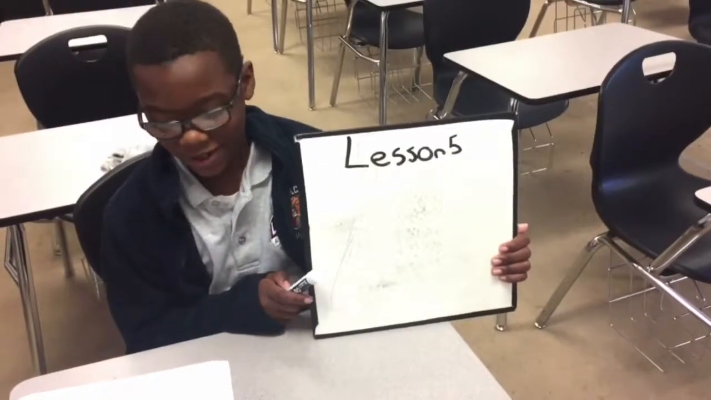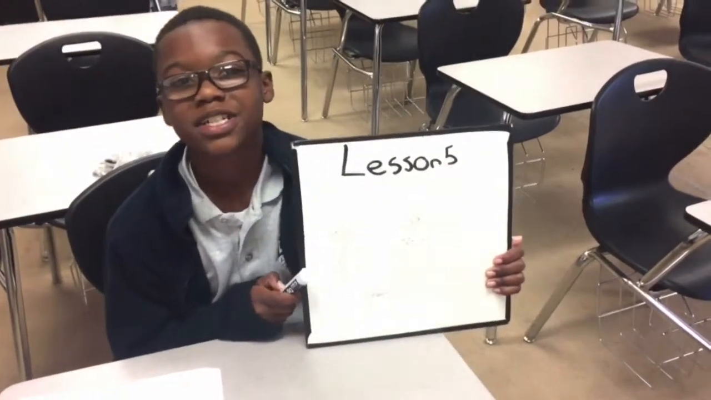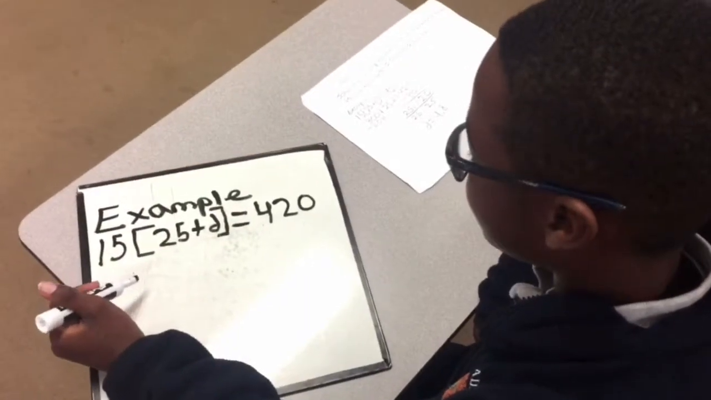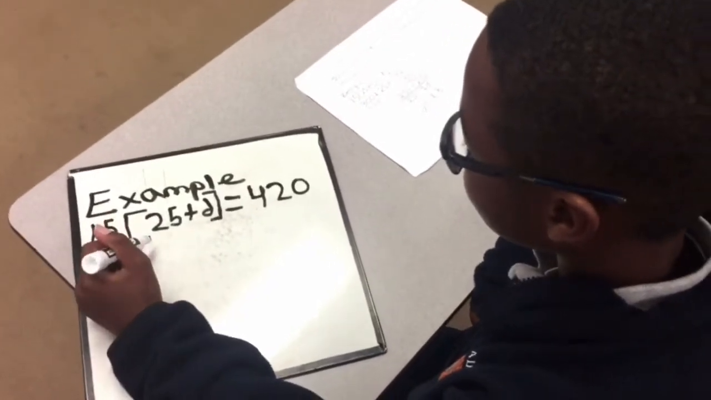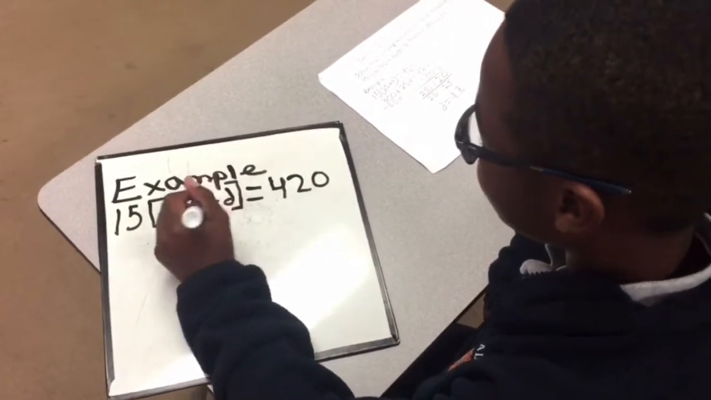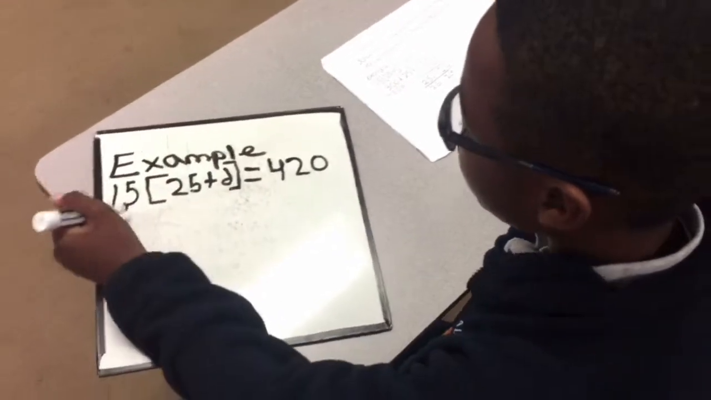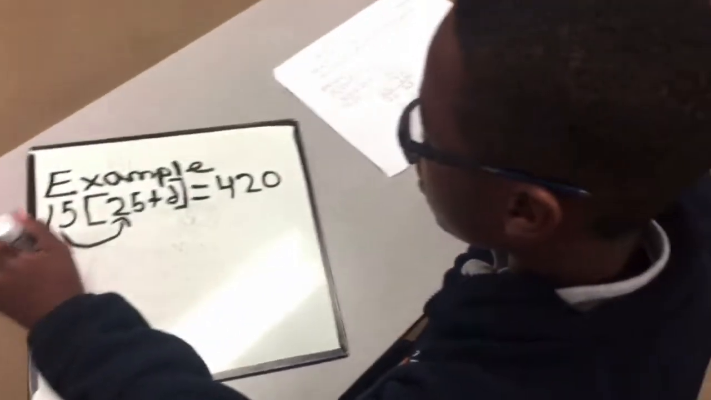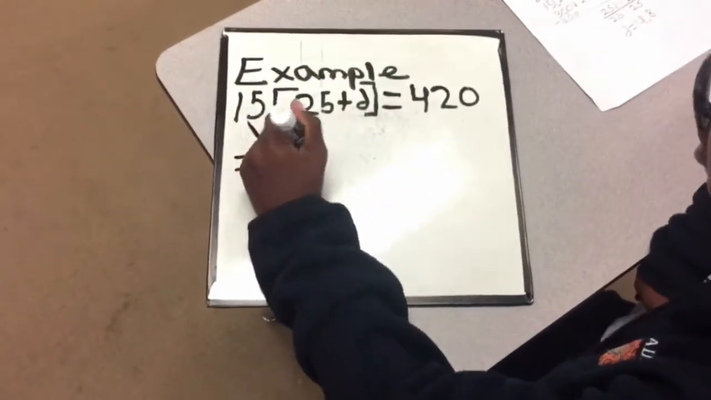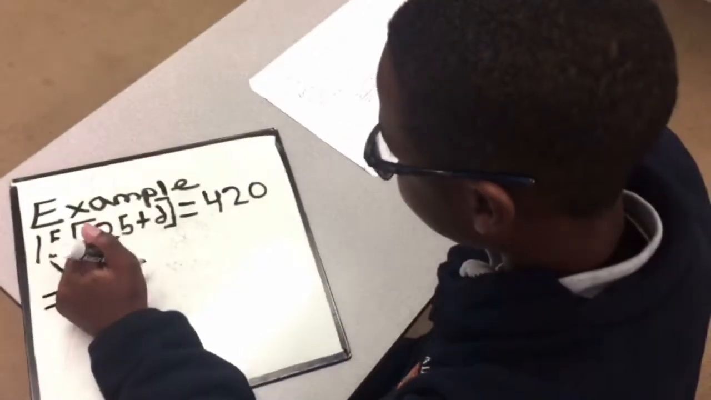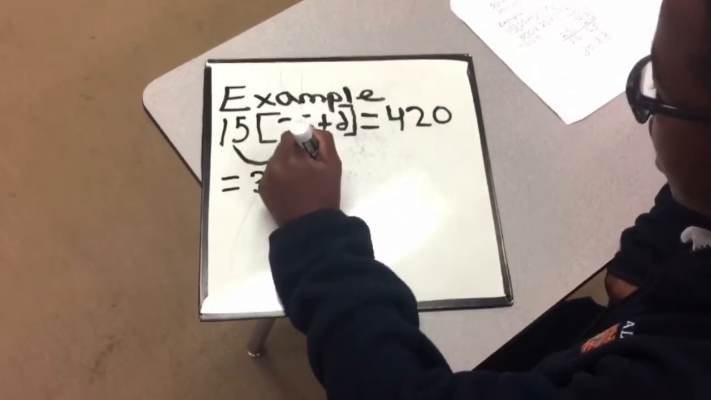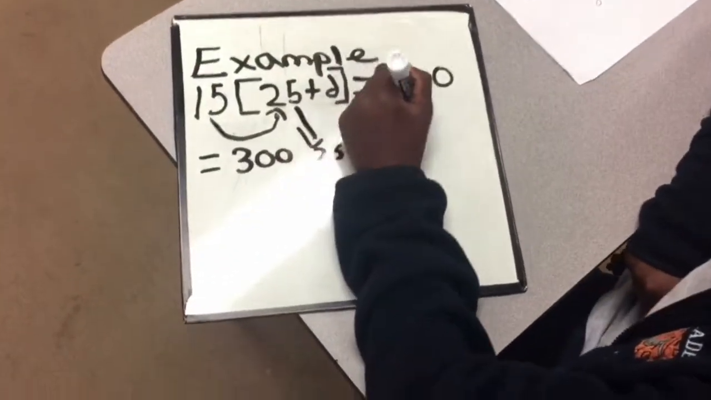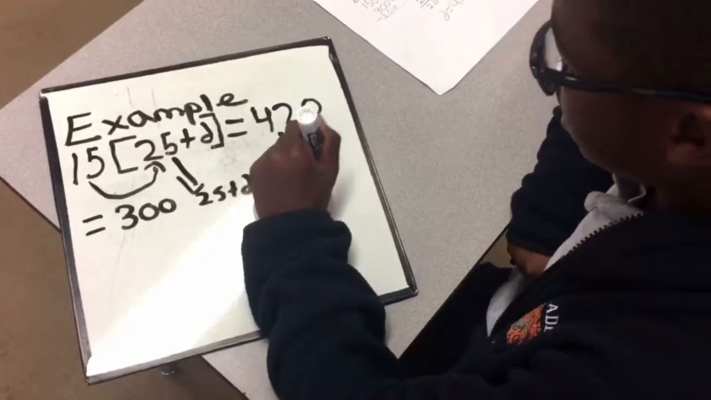Lesson 5 talks about solving multiple step equations, which is an equation that needs 2 or more steps to solve it. Let's start with this first example. 15 parentheses 25 plus d parentheses equals 420. So first you have to multiply 15 times 25, which will equal 300. And then you still have to drop down the 25 plus d, okay? And then bring down the 420.